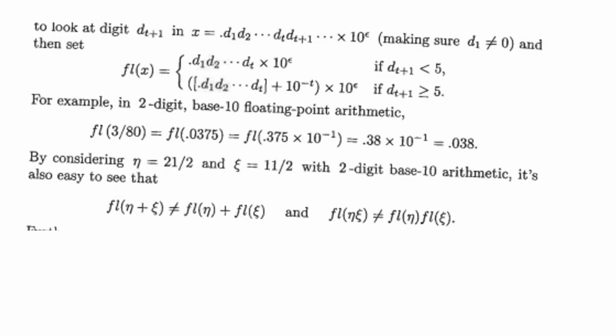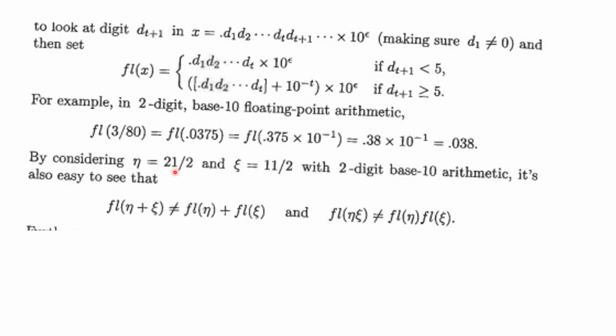And so that means we define the floating value of x, if the t plus 1 digit in x is there, and we make sure that d1 doesn't equal 0, we round down if it's less than 5, and if it's bigger than or equal to 5, we round up. And so in 2-digit base 10 floating point arithmetic, the floating value we get for 3 out of 80, which is the floating value of this, is 0.38, or 0.38 times 10 to the minus 1.